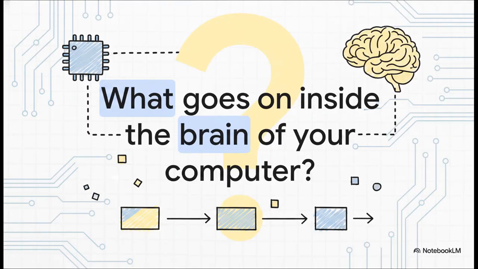So ask yourself, what exactly goes on inside the brain of your computer? How does a tiny, rigid little silicon chip function as the ultimate manager of every single digital task you perform? It kind of seems like magic, right? But as we'll uncover today, it's actually just a masterpiece of highly structured organization and logical data flow.